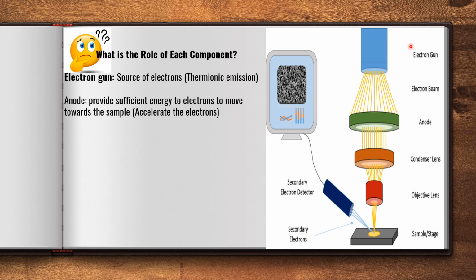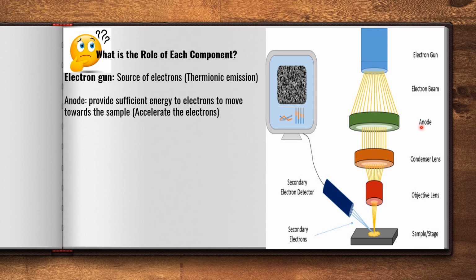And now electrons are moving as a beam towards the sample. In the process of sending electrons to the sample, we are using the anode. As we know, the anode gives enough voltage to the electrons released by the electron gun, because the electron gun releases electrons that may not have that much energy. So the anode accelerates the electrons by passing them through an accelerating voltage. So the anode provides sufficient energy to the electrons.